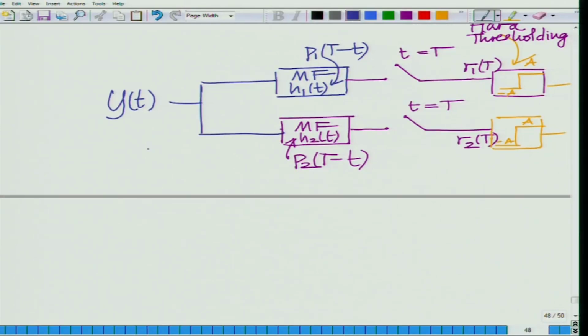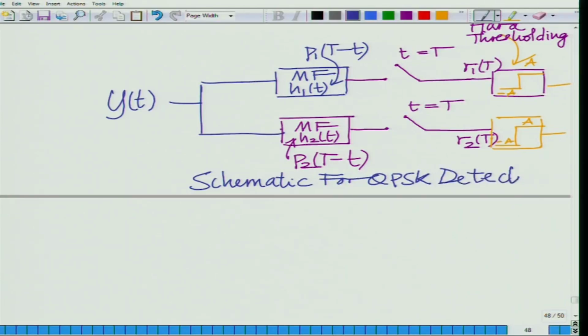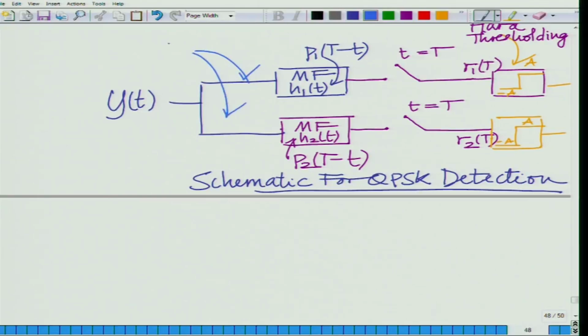So, let me just write this appropriately. This is your schematic for QPSK. Okay, and these are two parallel branches, one for H1(t). So this has two branches.